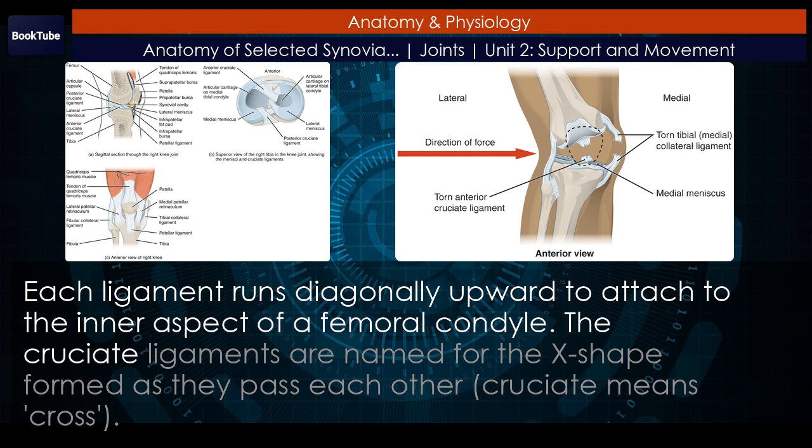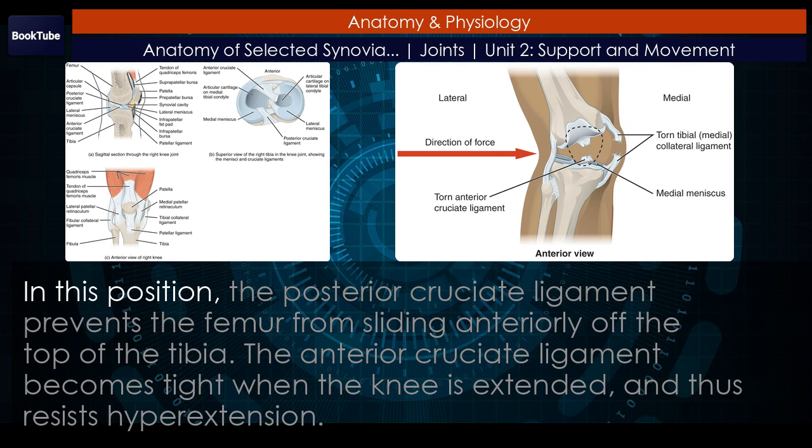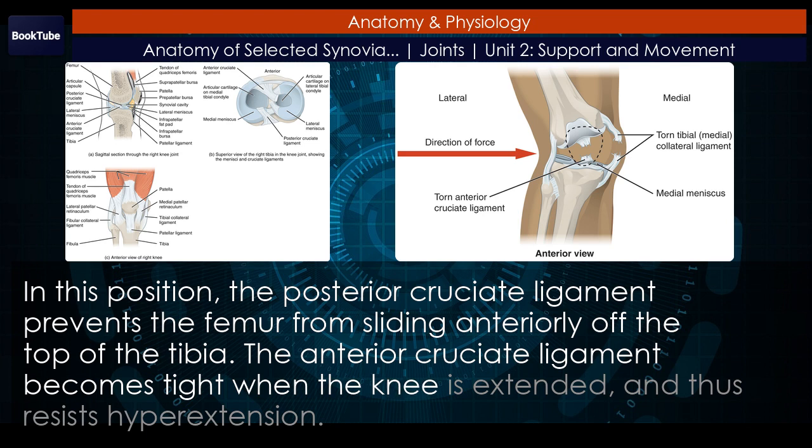The cruciate ligaments are named for the X-shape formed as they pass each other. Cruciate means cross. The posterior cruciate ligament is the stronger ligament. It serves to support the knee when it is flexed and weight-bearing, as when walking downhill. In this position, the posterior cruciate ligament prevents the femur from sliding anteriorly off the top of the tibia. The anterior cruciate ligament becomes tight when the knee is extended, and thus resists hyperextension.